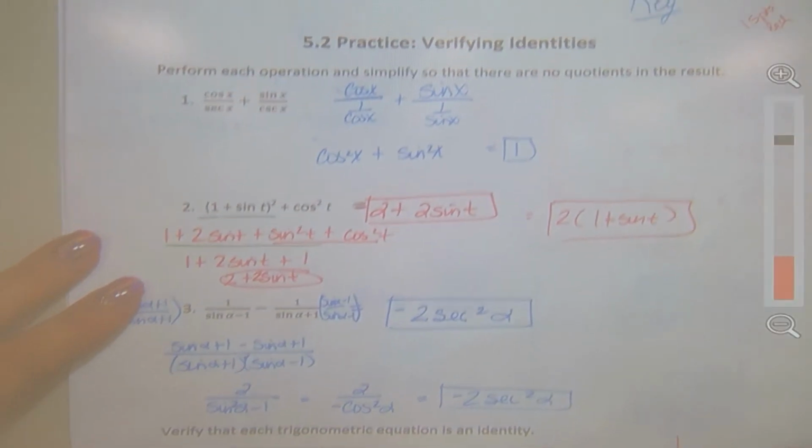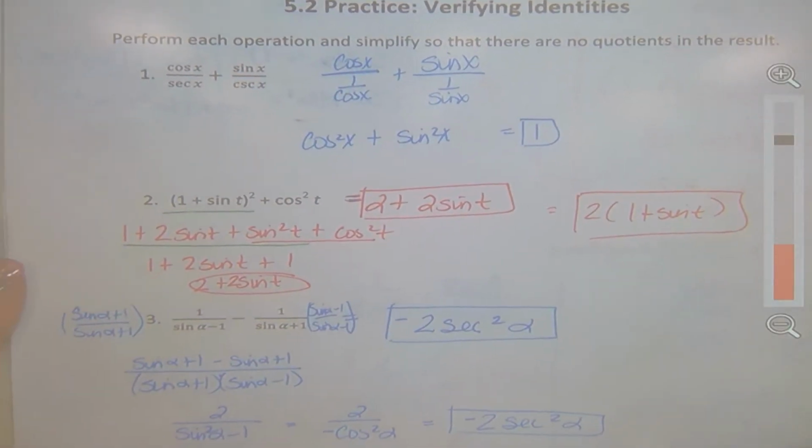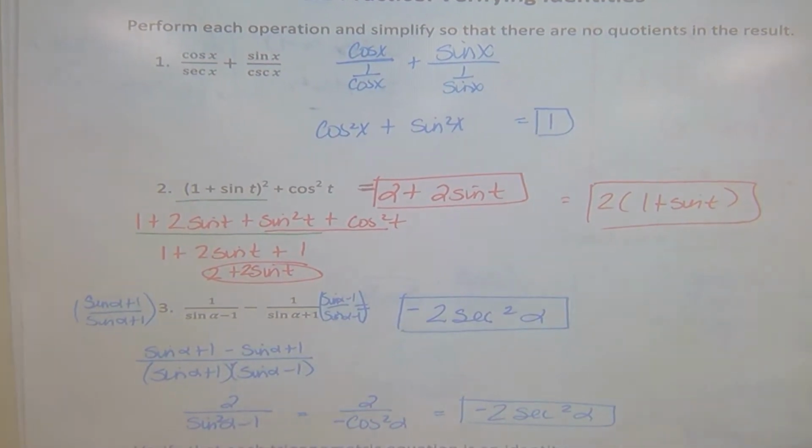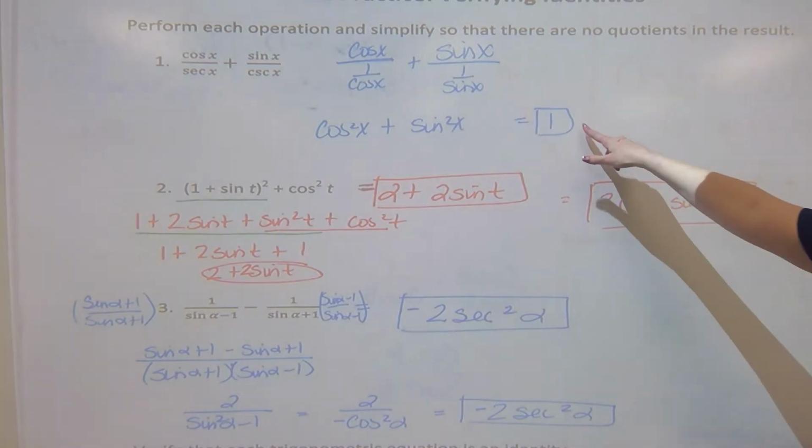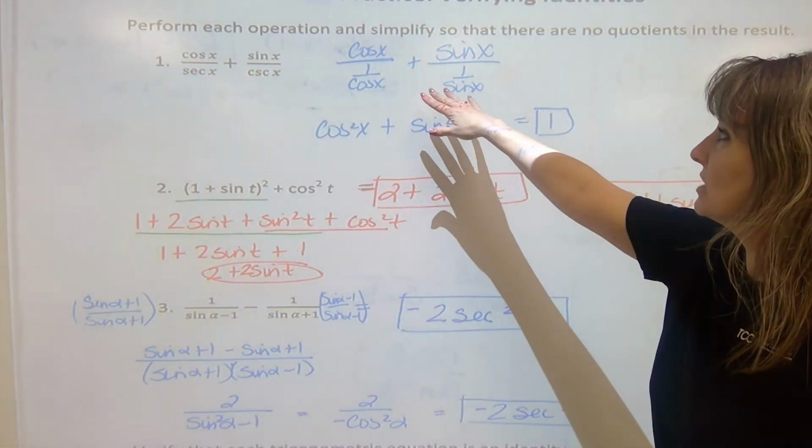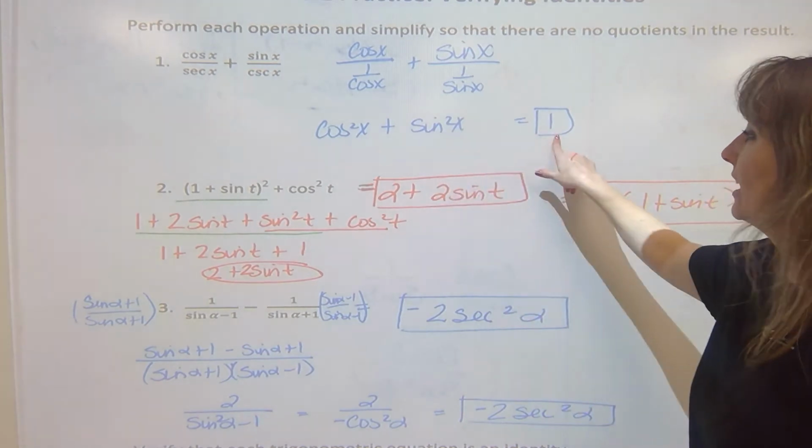For 1, 2, and 3, where you are verifying identities, where you are simplifying so that there's no quotients, this is what this should look like. I give you the result. Notice that number 1 is just 1. I went to sines and cosines. I simplified and I got 1.